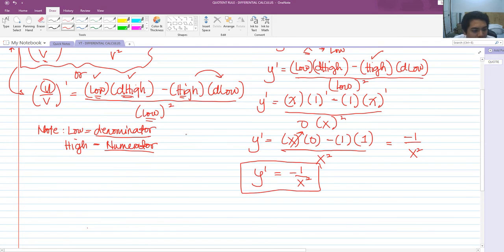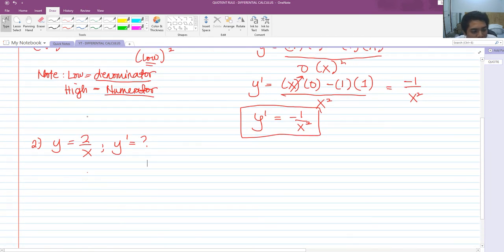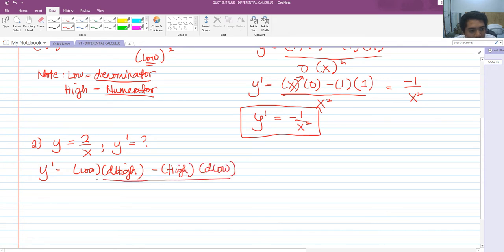For number 2, let's try. We have y equals 2 all over x. Then we are going to get the y prime of that. Applying the formula again, we have low d high minus high d low, so we have low times the derivative of high minus high times the derivative of low, all over low squared. Okay, so that's how we try to get the derivative of that.